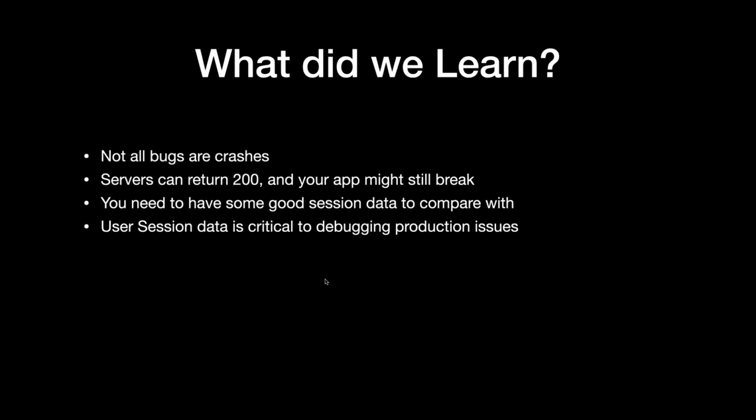Second, HTTP servers can return a 200. It doesn't mean your app's going to work. The 200 HTTP status just means that the HTTP server fulfilled the request, but the application server behind it might not have. So, don't have race conditions in your networking and check your networking errors.